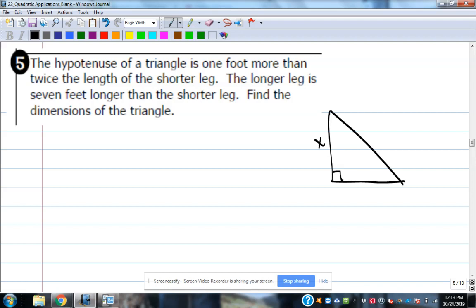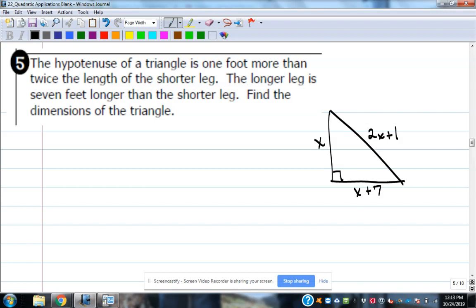So which one of those sides is the hypotenuse? The big slanted one that's across from the 90 degrees. So that one over here. What would be the expression for it? 2x plus 1. And then the longer leg is 7 feet longer than the shorter leg, so that would be x plus 7. You could use whatever letter you want to use. If you want to use S for shorter, you can.